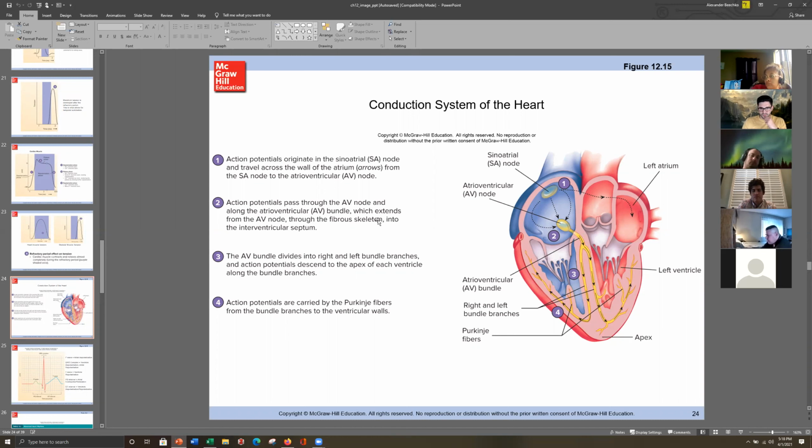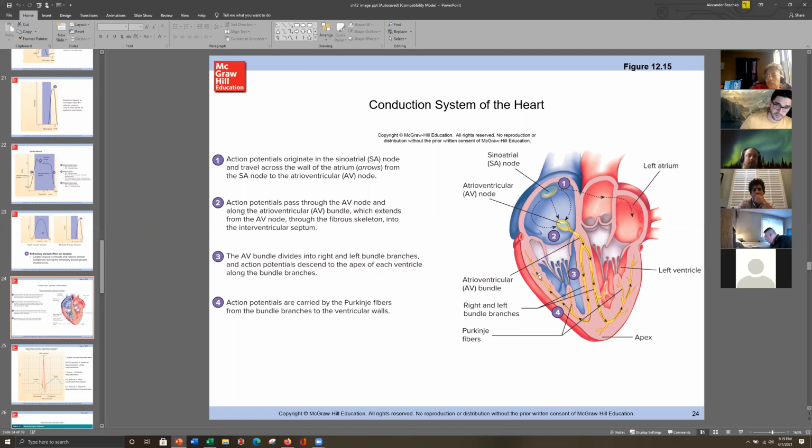So it extends through the fibrous skeleton into the interventricular septum. The AV bundle divides into left and right bundle branches, that'd be down here, okay? And action potentials descend to the apex of each ventricle along the bundle branches. These are then carried by the Purkinje fibers from the bundle branches into the ventricular walls, where we have the same exact idea behind calcium signaling, troponin, tropomyosin activation, cross-bridge cycling, all that same stuff, right?